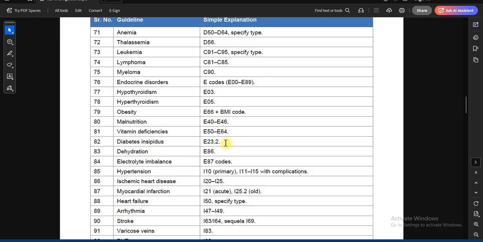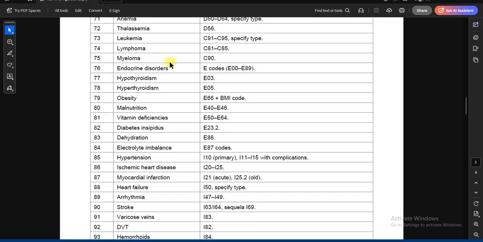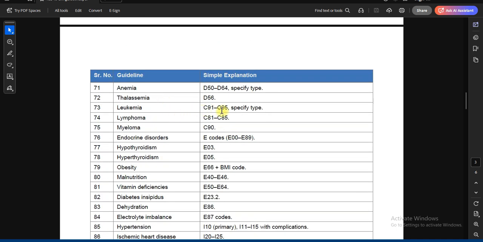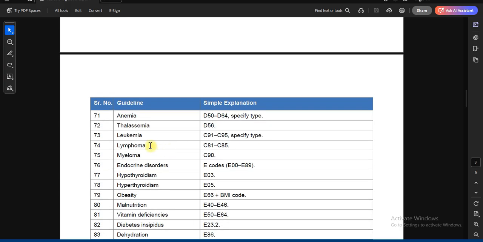Next, thalassemia. This is also one type of blood disorder. For thalassemia we will use D56. Leukemia. Leukemia is basically blood cancer, correct? For leukemia we need to use C91 to C95 series based on the specific type. As leukemia is a blood cancer, we have C codes for leukemia, C91 to C95. Next we have lymphoma. As lymphoma is a tumor, oma means tumor, correct? So tumor of the lymph glands. C81 to C85 series.